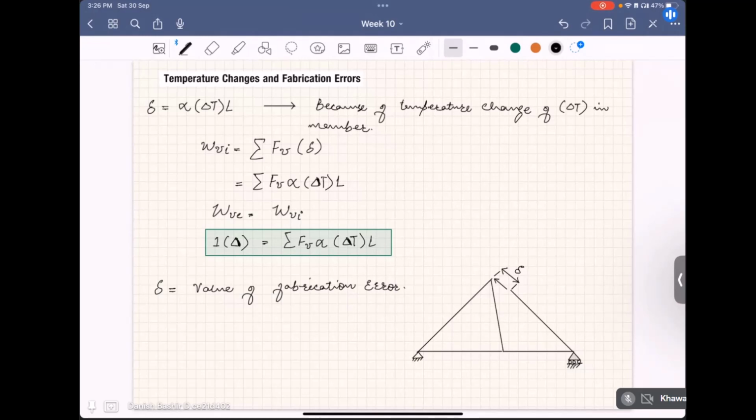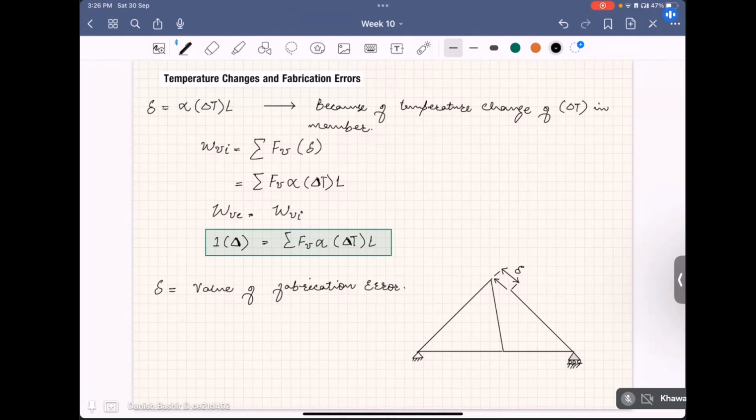Only then will the truss structure be completed. But since we have to drag it, or elongate it, by a deflection delta, there will be forces caused in this member, and this whole configuration will be under a state of stress. So because of that, there will be deflections in our members.